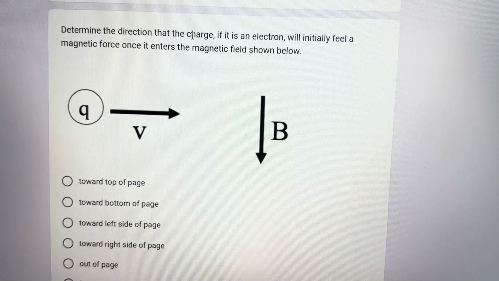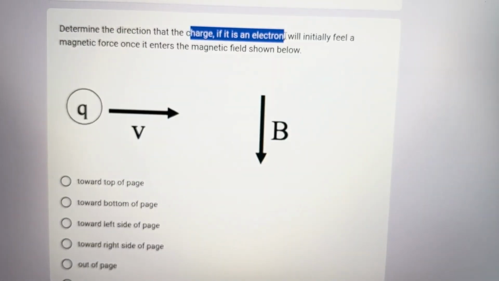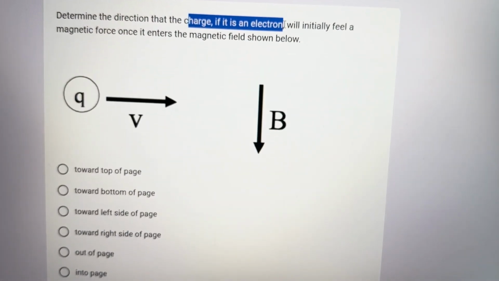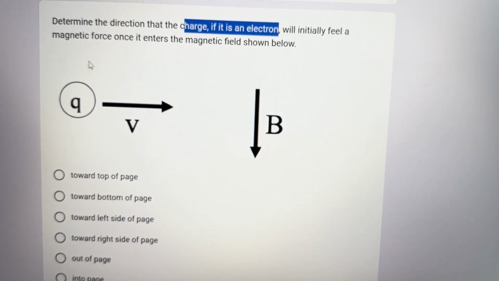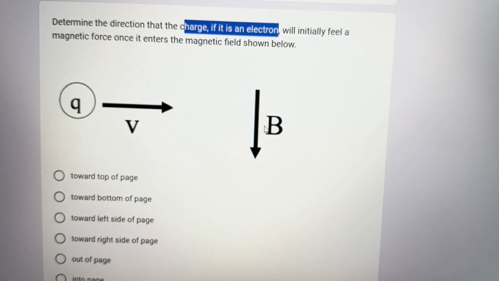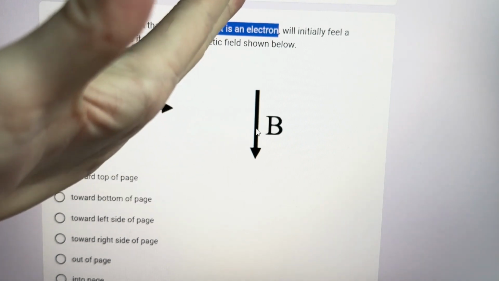Determine the direction that the charge, if it is an electron, so it's negative, right away thinking left hand, will initially feel a magnetic force once it enters the magnetic field shown below. Okay, so we have a moving charge entering an external magnetic field that it's not creating, right? It is creating its own magnetic field, but it's entering another magnetic field that it had nothing to do with. And as a result, it will feel a force perpendicular to its direction of travel and this magnetic field. Okay, so with that in mind, we want our third hand rule, right?